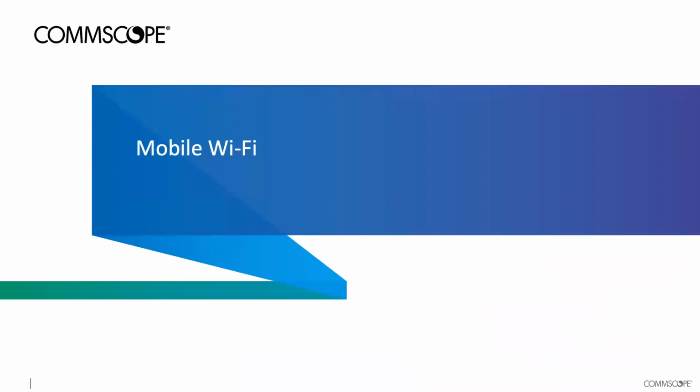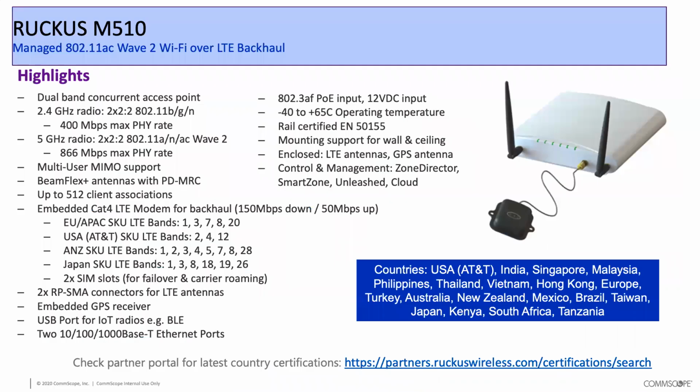I also wanted to touch on mobile Wi-Fi. So mobile Wi-Fi is the idea of putting APs in vehicles. And what we have for that is the RUCKUS M510. This is an 802.11ac Wave 2 AP. You can see on the right there, it looks a lot like an R510, and it basically is an R510, which is a 2x2 Wave 2 AP, except we built in LTE backhaul.